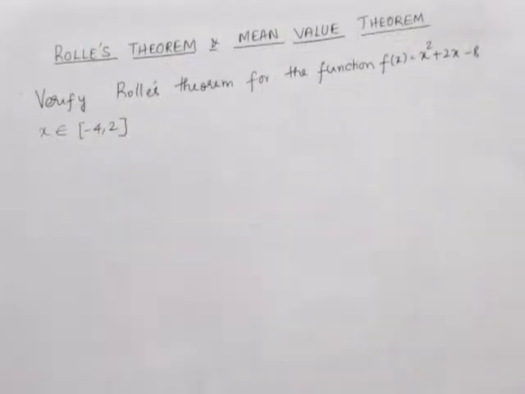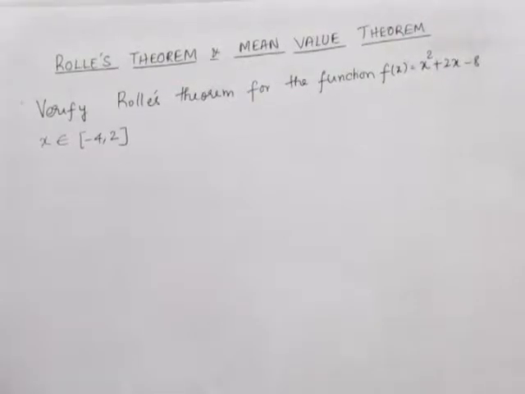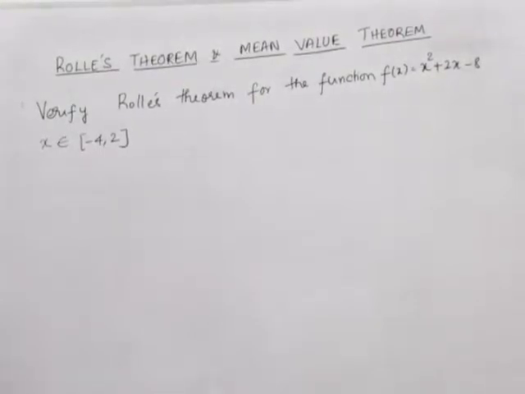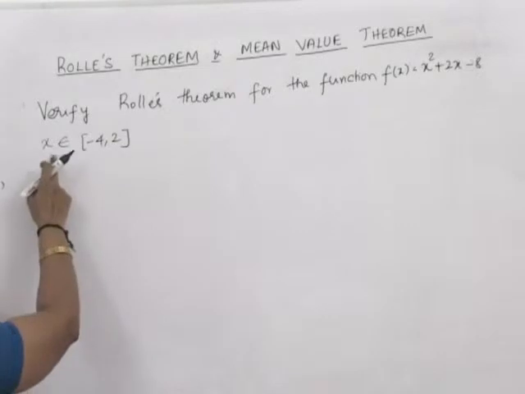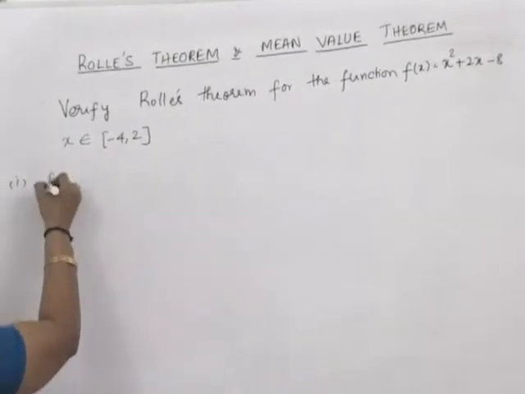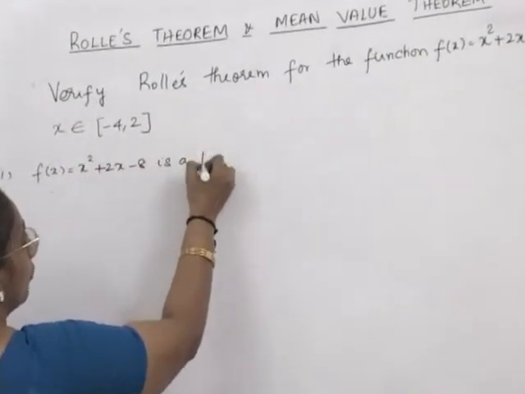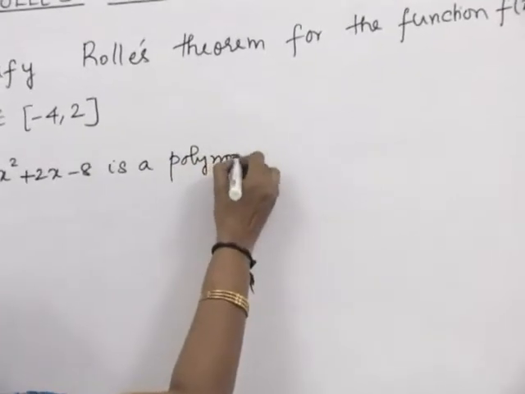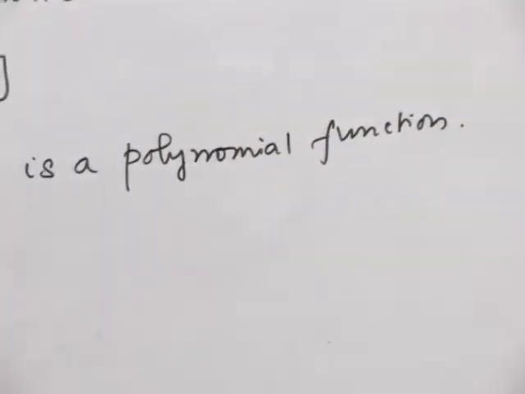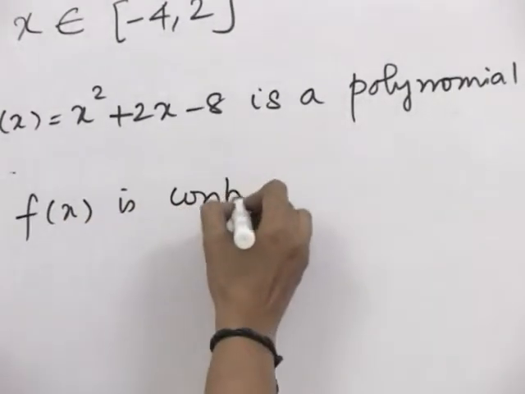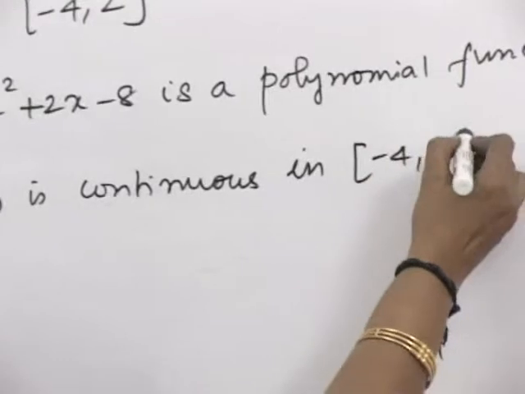Now here we have a problem in Rolle's theorem where we have to verify Rolle's theorem for the function f of x is equal to x square plus 2x minus 8, where x belongs to the closed interval minus 4 comma 2. Now the very first thing is to examine the continuity of the function in the closed interval minus 4 comma 2. Now f of x is equal to x square plus 2x minus 8 is a polynomial function. Therefore f of x is continuous in minus 4 comma 2.